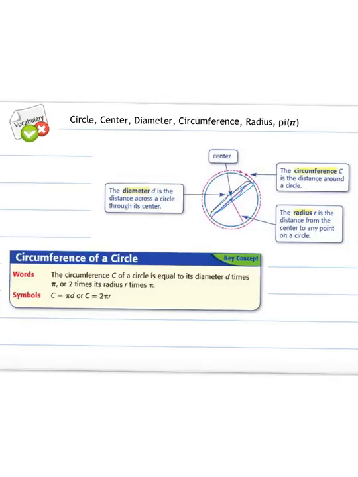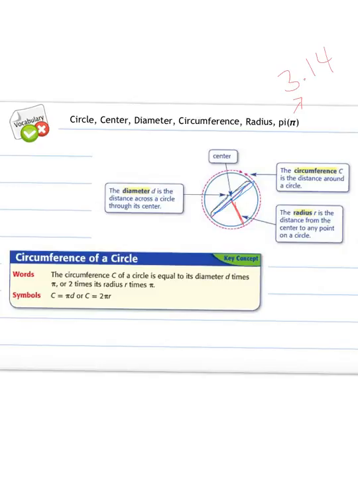Radius. Radius is the distance from the center to any point of the circle. So that is just going halfway across the circle. Okay, and pi. Pi is a number. We use 3.14, and it's used when we are finding the area and circumference of a circle.